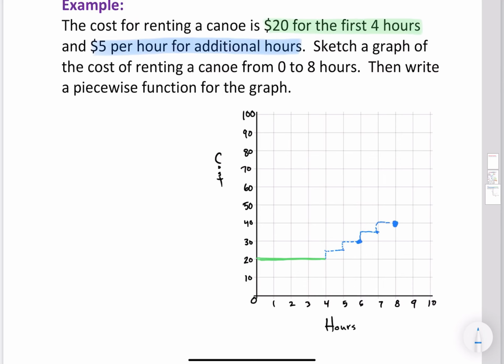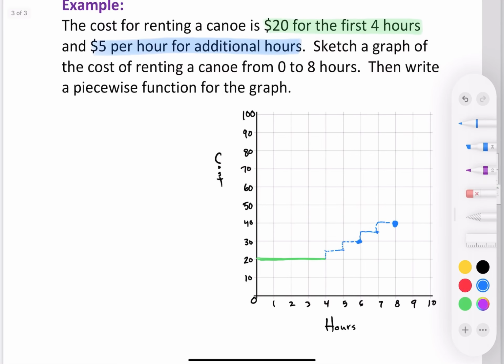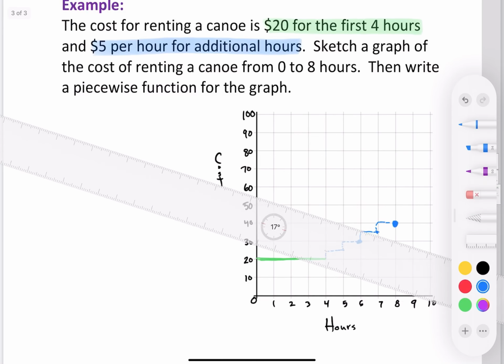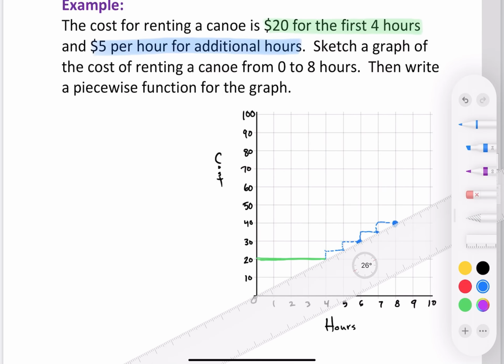Now, why would I stop right here? Why would I not continue? I'm not going to continue because it told us that it's going to stop for 8 hours. So we're renting from 0 to 8 hours. So I'm just going to draw my line here.